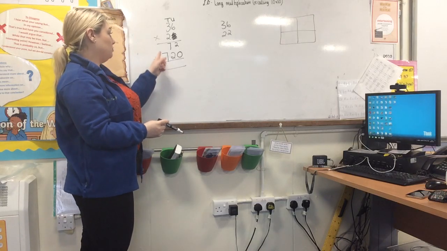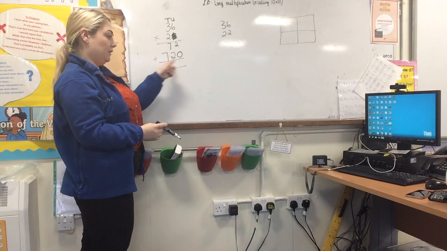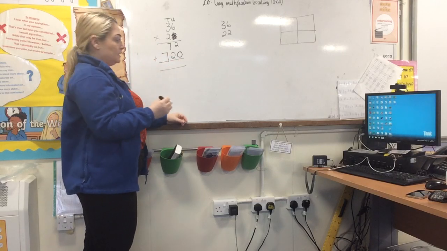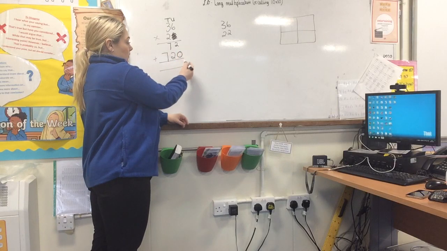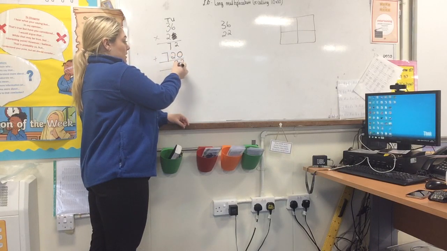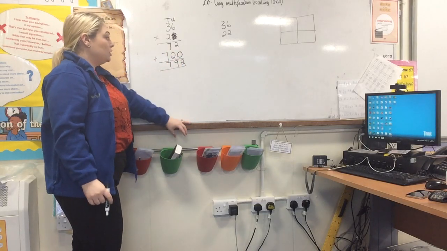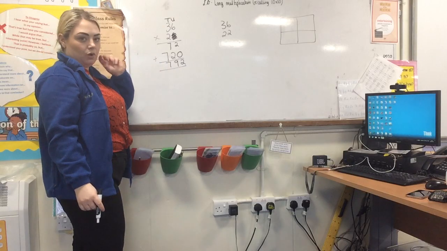Now you can see we've got two numbers that we're going to add together. We've got a 3-digit number and a 2-digit number. We're going to add them together to give us the final answer. So 2 add 0 is 2, 7 add 2 is 9, and then 0 and 7 is 7. So we're going to check that and we're going to put it into our grid.